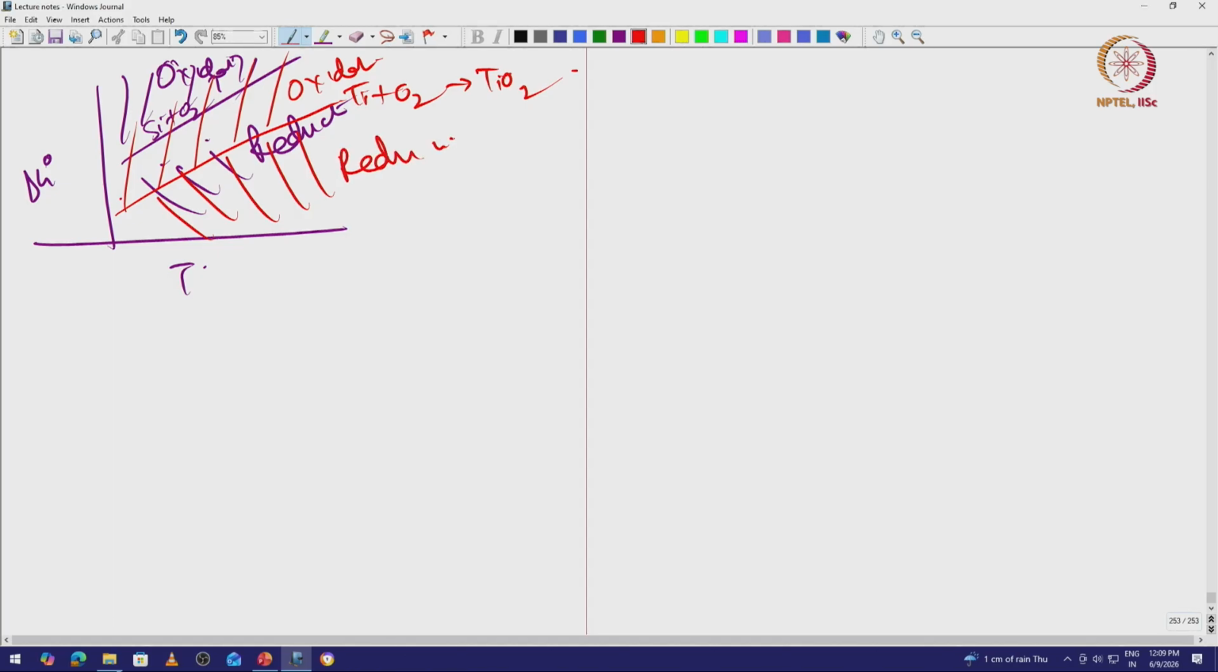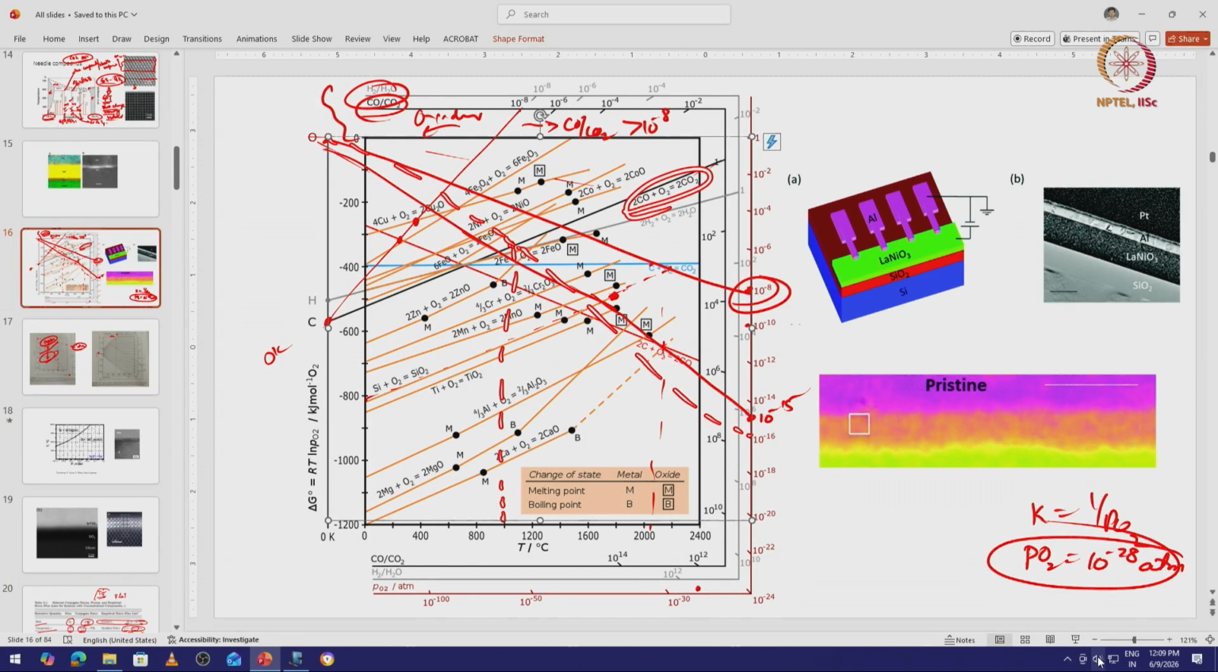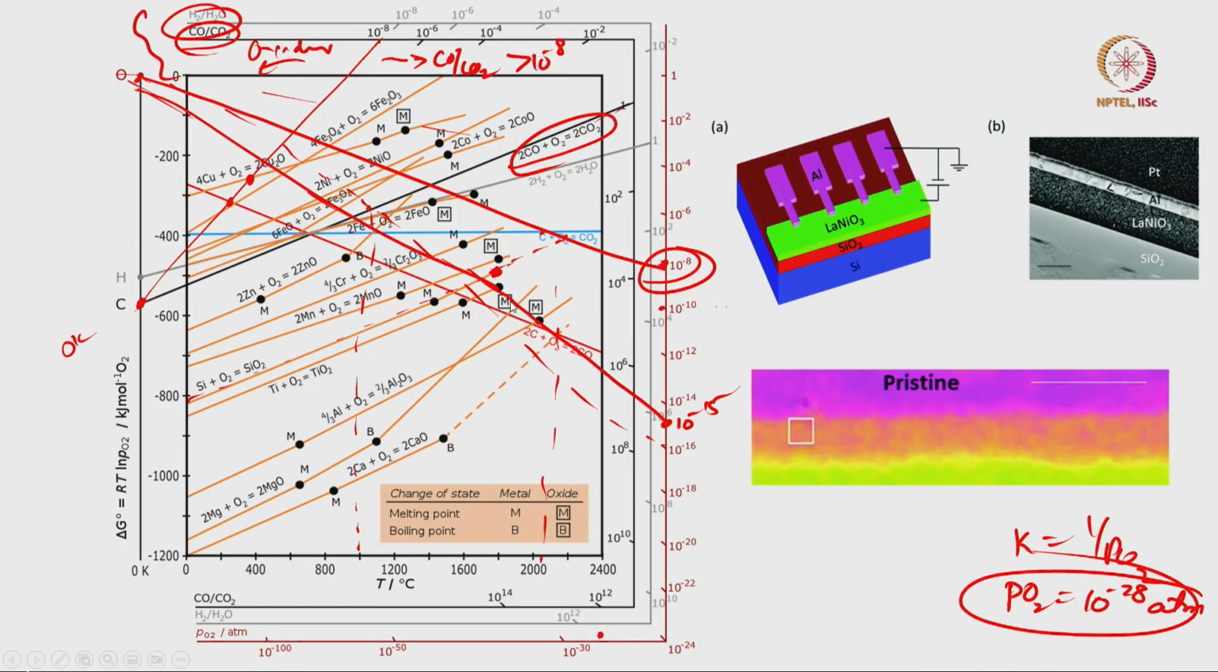Now, I have a window here, and in this window silicon gets reduced, titanium gets oxidized. In fact, the delta G naught of titanium to get oxidized is much larger. So, if I look at this Ellingham diagram, titanium plus oxygen giving rise to titanium oxide is here. So, the delta G naught is more negative.